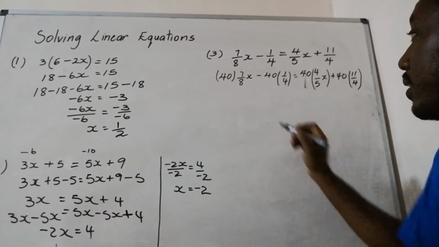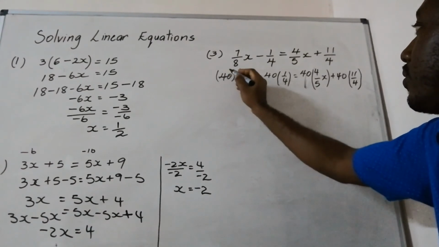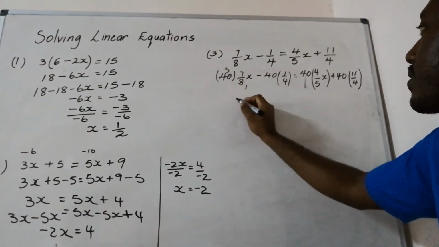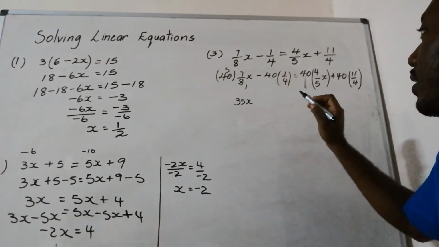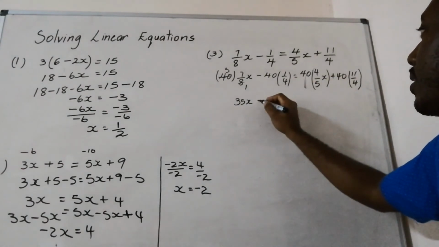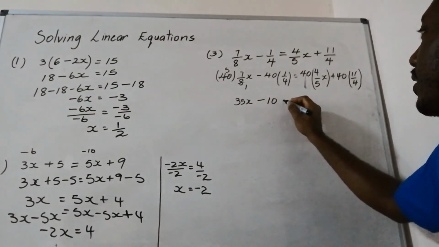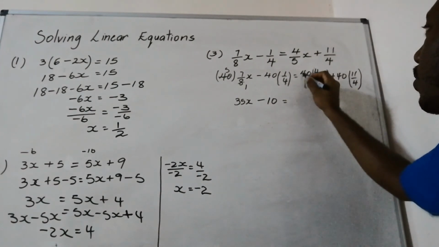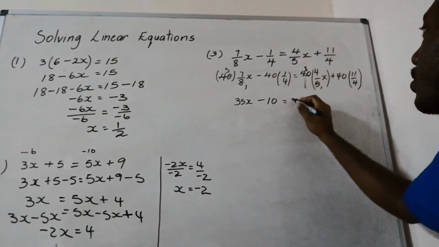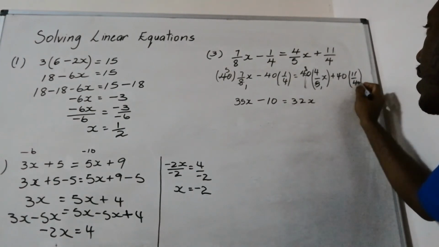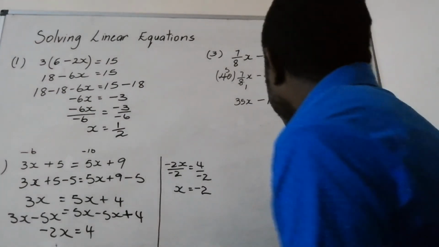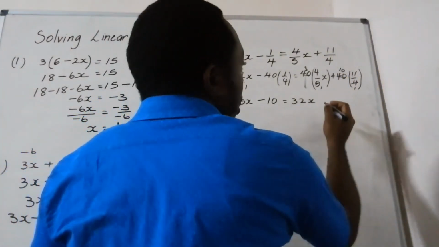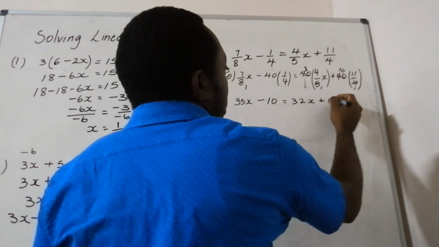Now, knowing our tables, 8 into 40, 5. 5 sevens, 35x. 4 into 40, 10. 10 ones, 10. Minus 10 is equal to 5 into 40, 8. 8 fours, 32x. And 4 into 40, 10. That will give us plus 110.